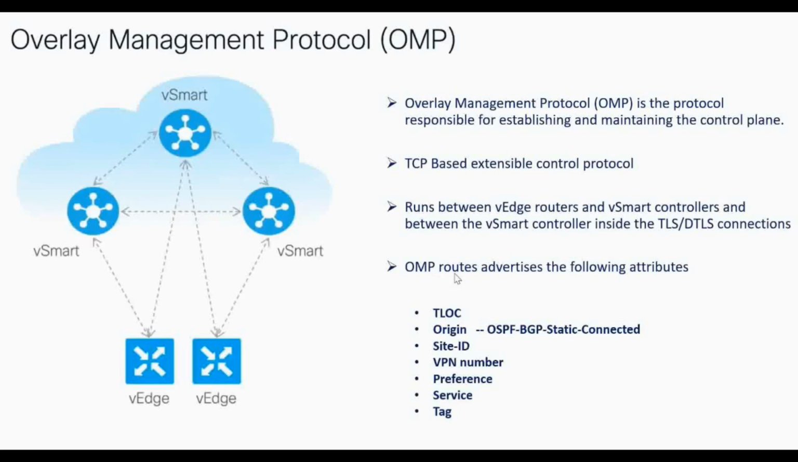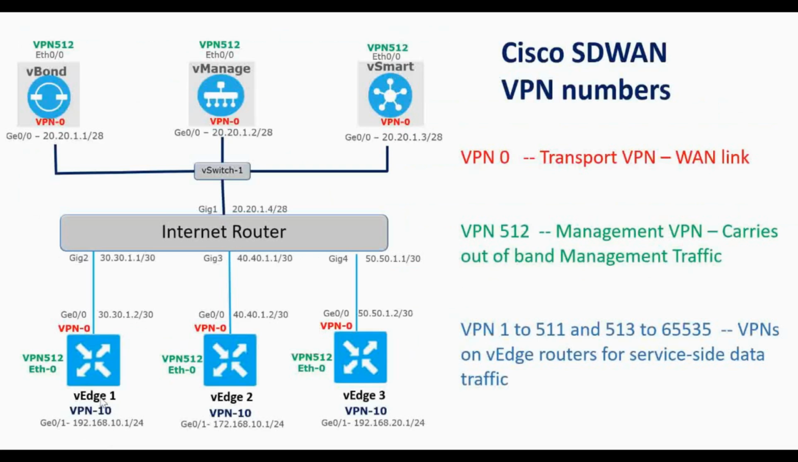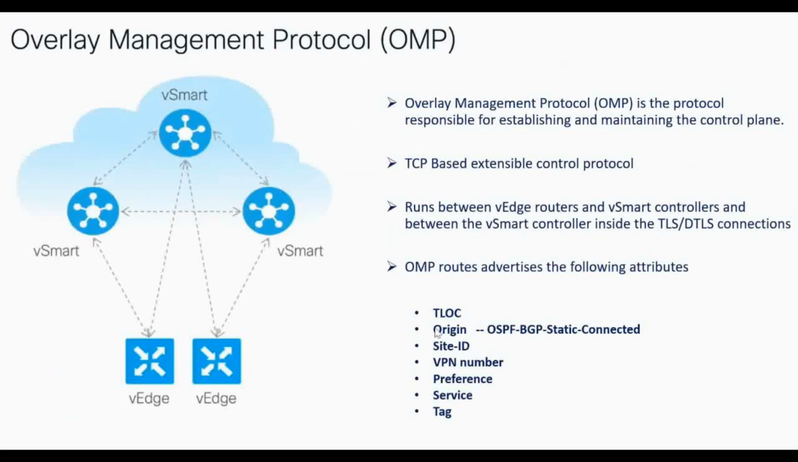And the OMP route advertises the following attributes. That is, when a vEdge receives this route and advertises to your vSmart, it goes with all this information like TLOC, origin, site ID, VPN number, preference, service tag, etc.